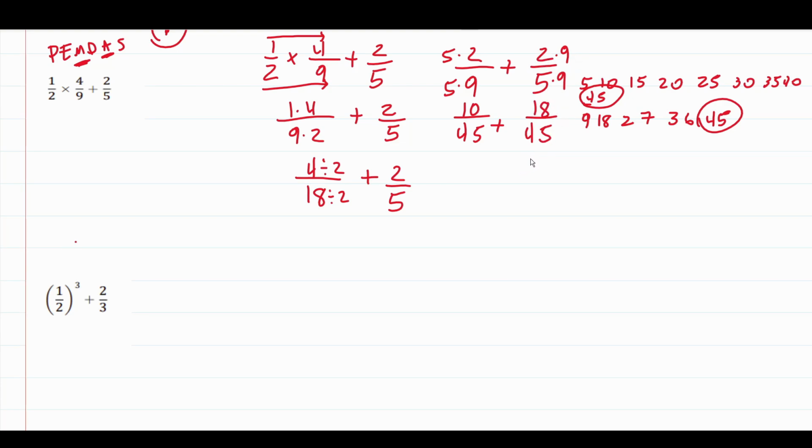Now that these fractions have the same denominators, we can simply write them like this. This becomes 10 plus 18 over 45. 10 plus 18 is 28, and that's over 45. And we can't reduce this any further, so the answer to this one is 28 over 45. Okay, so that's that one. A lot of steps there, but nothing too difficult.